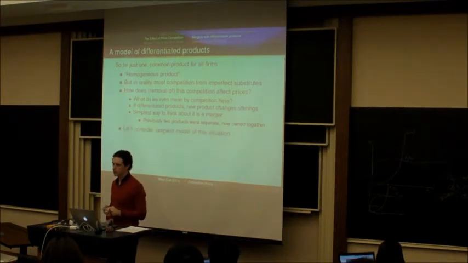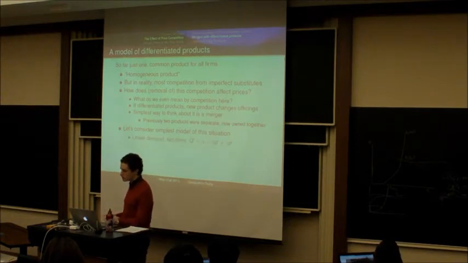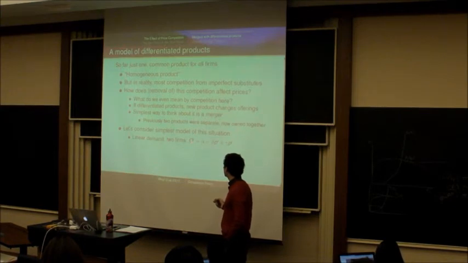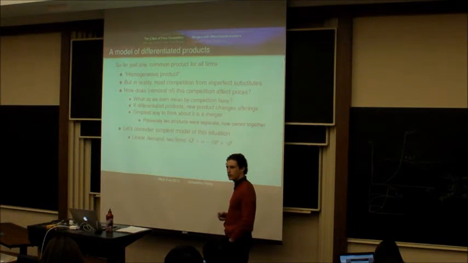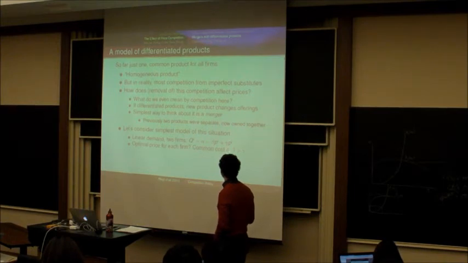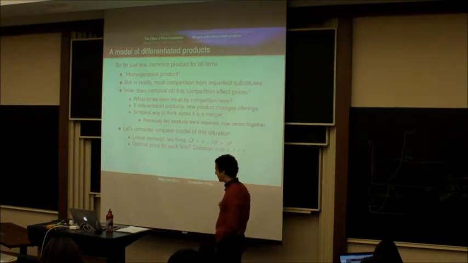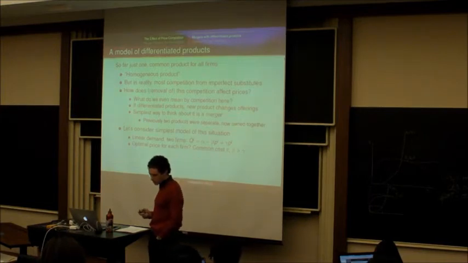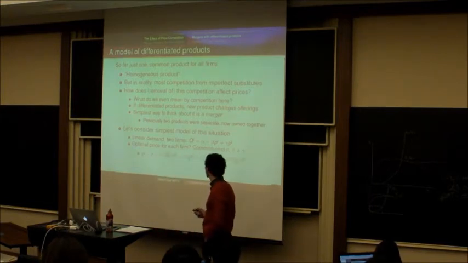So let's consider the simplest model of this situation. Imagine that each firm has a linear demand function. Their quantity depends linearly on their price and the price of the other firm. Imagine that they have a common constant marginal cost, and let's assume that the quantity decreases more quickly in their own price than it increases in the price of their rival. What is going to be the optimal price for each firm?